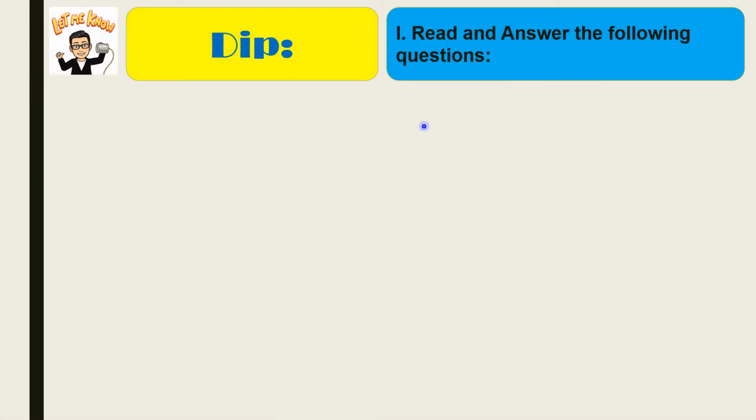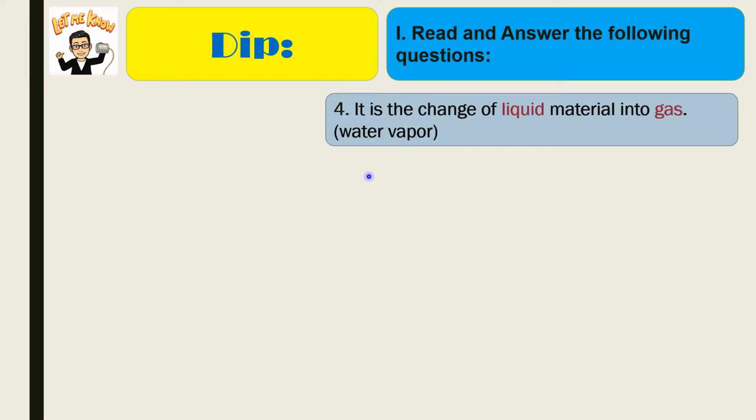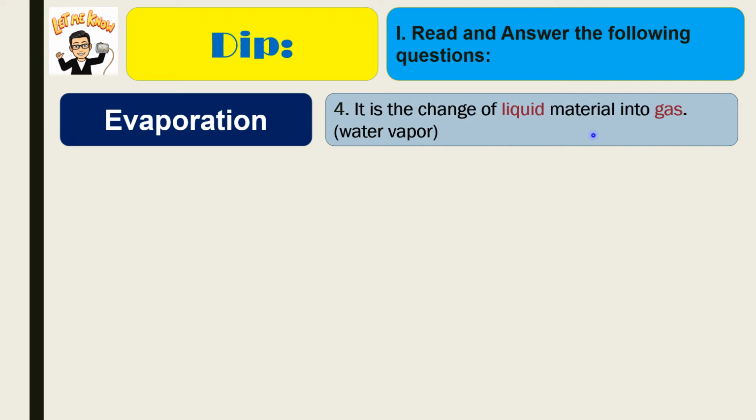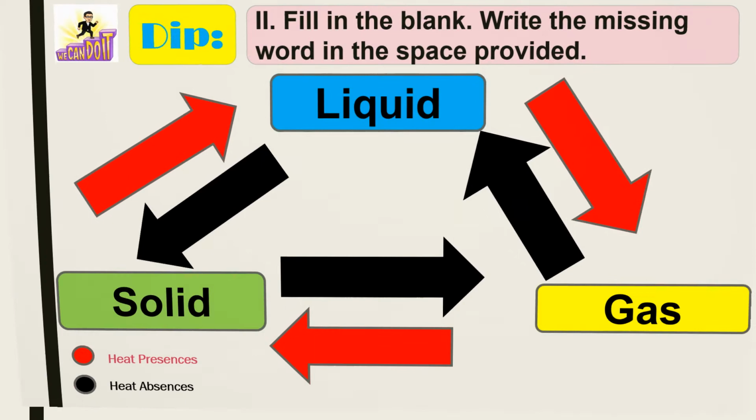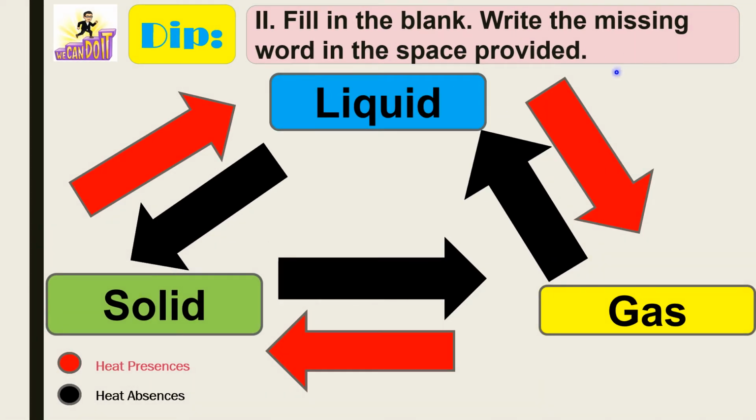So read and answer the following questions. It is the change of liquid water into gas. You're correct. That is evaporation. Next, it is the change of solid to gas without passing through the liquid form. That is sublimation. So kindly fill in the blank for it.